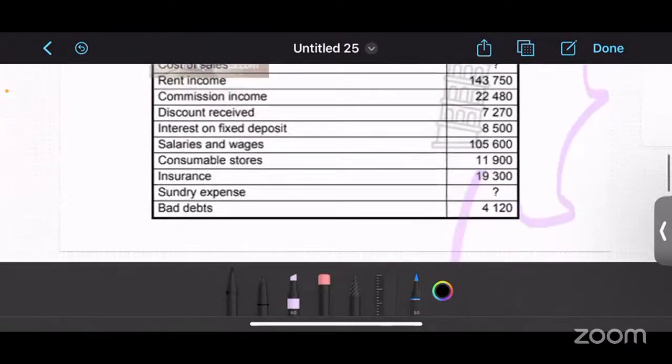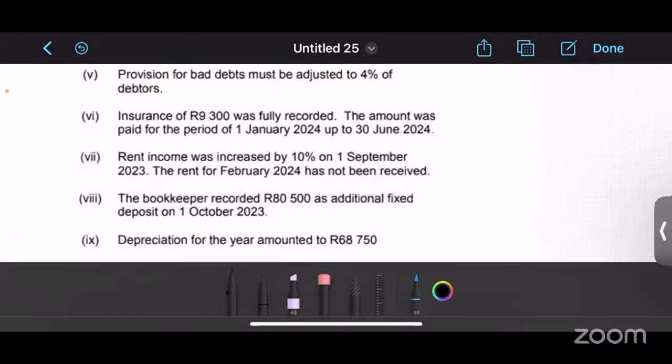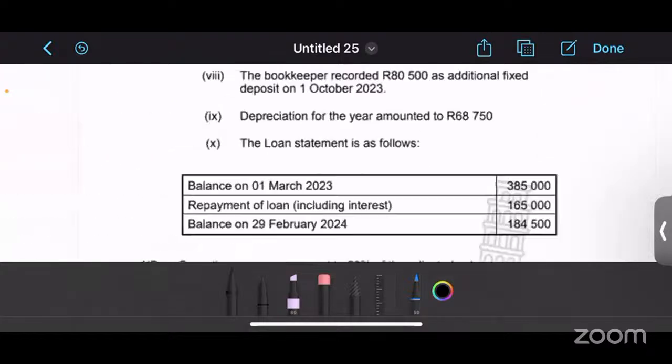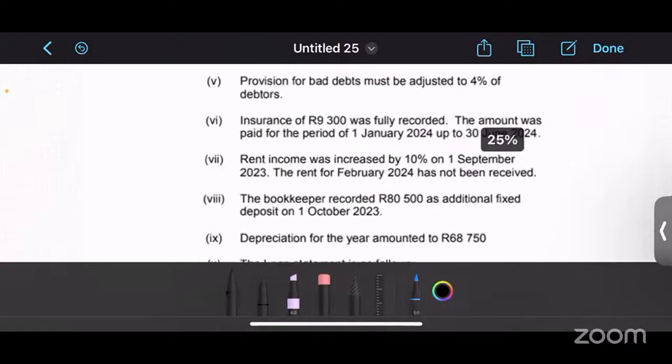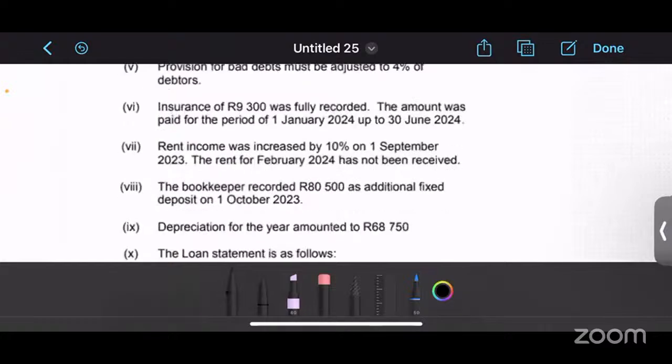Now let's go to the next transactions or adjustments. Okay, debtors amounting to provision we are done. They say insurance of 9,300 was fully recorded. That amount was paid for the period of 1 January 2024 up to 30 June 2024. So the insurance was paid for months from 1 January to 30 June.